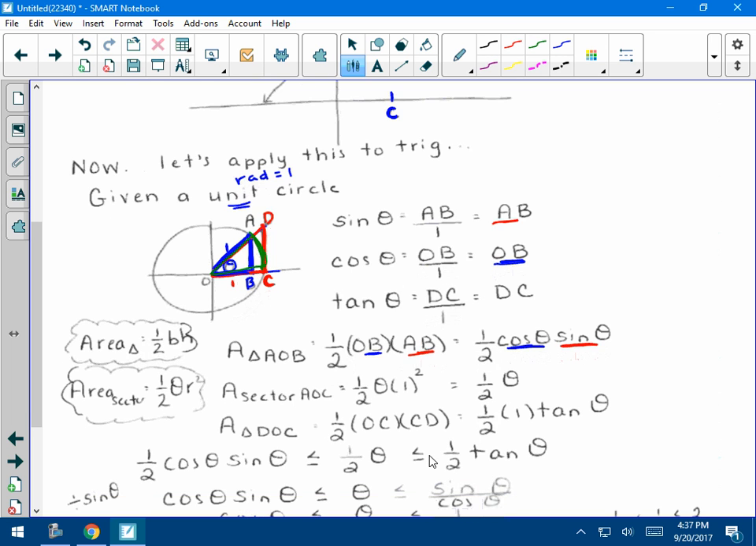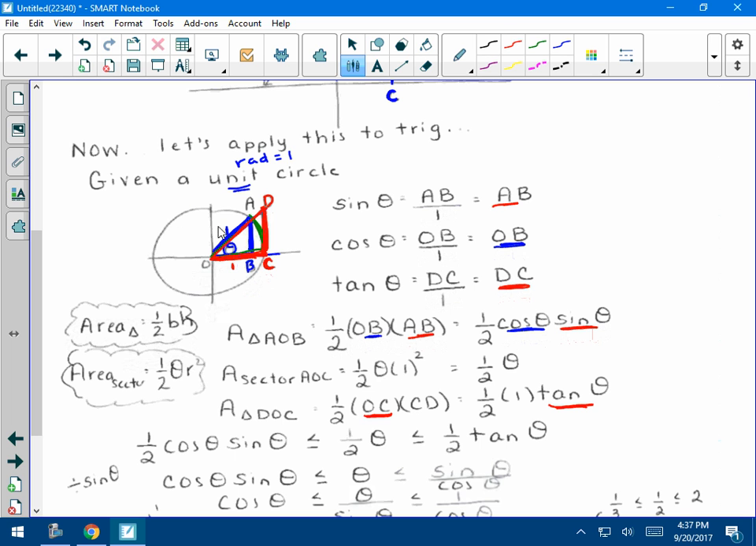Excuse me. Finally, the area of triangle DOC. So now I'm looking at this big triangle, DOC. That's 1/2 base, which is OC, times height, which is CD. OC is 1, because that's a radius. CD was what tangent was, so that's why I have tangent here.